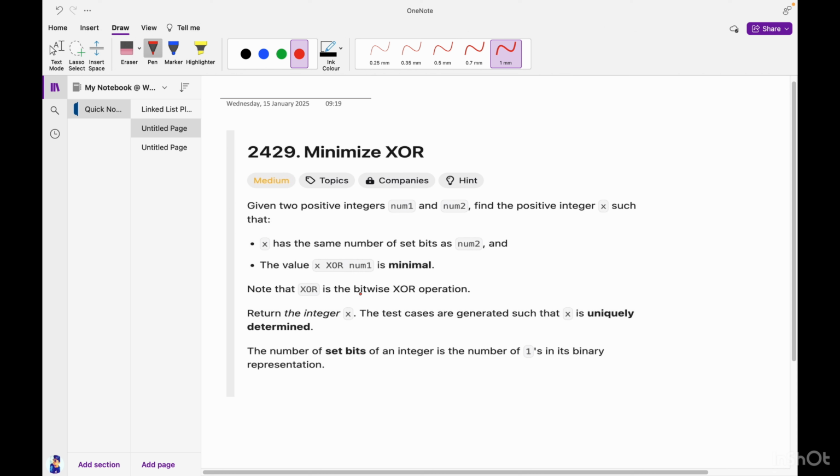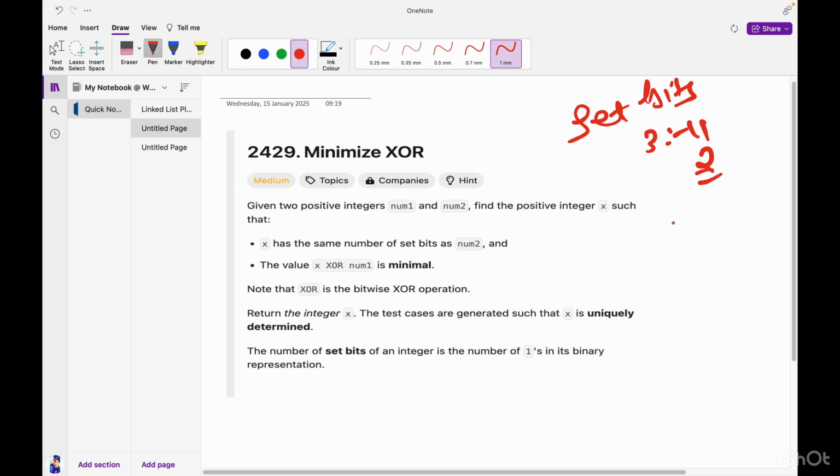Note that XOR is a bitwise XOR operation. Return the integer x. The test cases are generated such that x is uniquely determined. Okay, so we have just one unique x for every test case. So what are set bits? Set bits are the number of ones. Like for 3, it is 1 1, so 2 ones, 2 set bits.